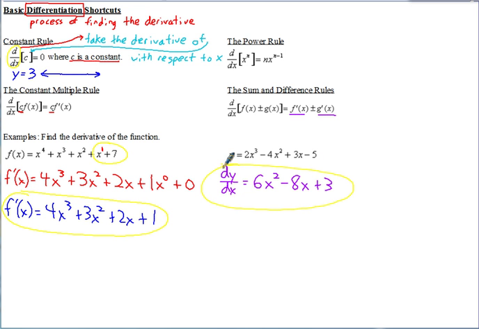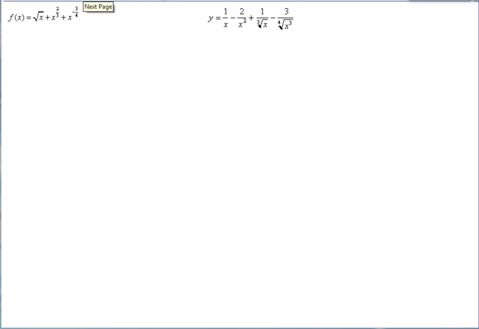So that would be your derivative. Alright, let's take a look at some more complicated examples now. The power rule still works with the radical and fractional exponents. It just looks a little more complicated. So, it's easier to use the power rule though if you put everything in exponent form.